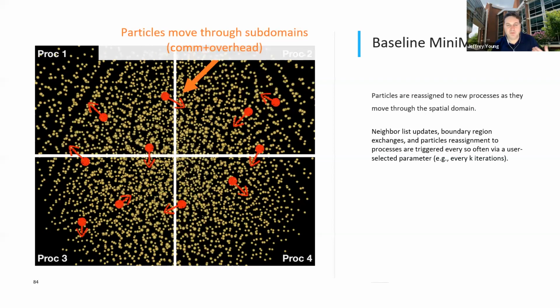So particles might also move across processes at some point. This causes another communication update and overhead. And so then you have things like updating your neighbor list, doing these boundary region exchanges, and then also moving particles from one MPI process to another. This doesn't necessarily happen every iteration with MiniMD, but it happens, say, every n iterations.